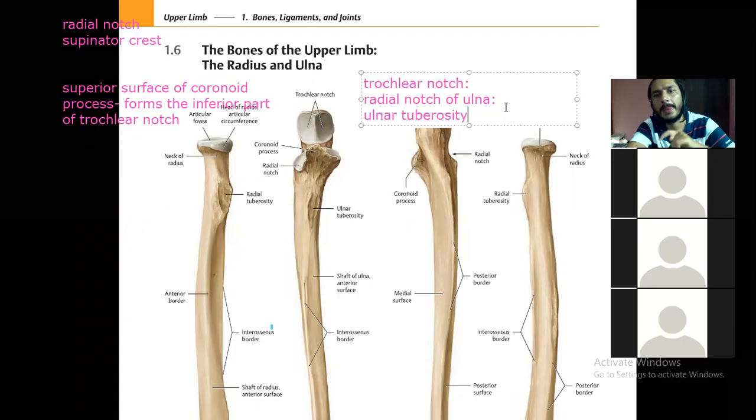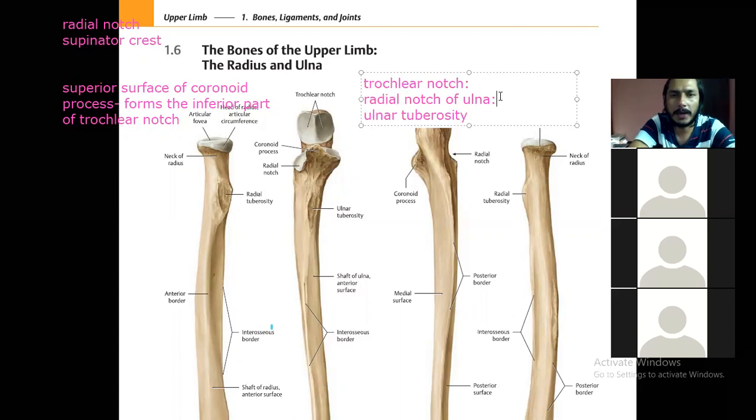So the trochlear notch is formed by the anterior surface of the olecranon process and the superior surface of the coronoid process. It accommodates the trochlea of the lower end of the humerus to form the elbow joint. You have to write that. The radial notch lies along the lateral surface of the coronoid process, and it accommodates the circumference of the head of the radius to make the proximal radio-ulnar joint.